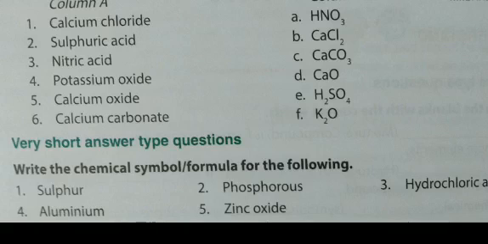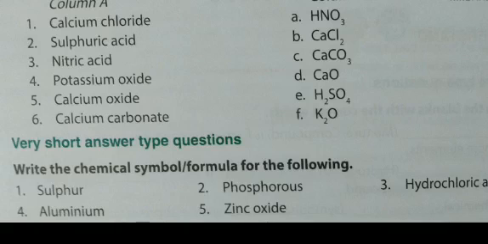Column A, question 4, potassium oxide, it will be column B, part F, K2O. Column A, 5, calcium oxide, it will be column B, that is D option, CaO. Column A, C, calcium carbonate, will be actually column B, part C, CaCO3.